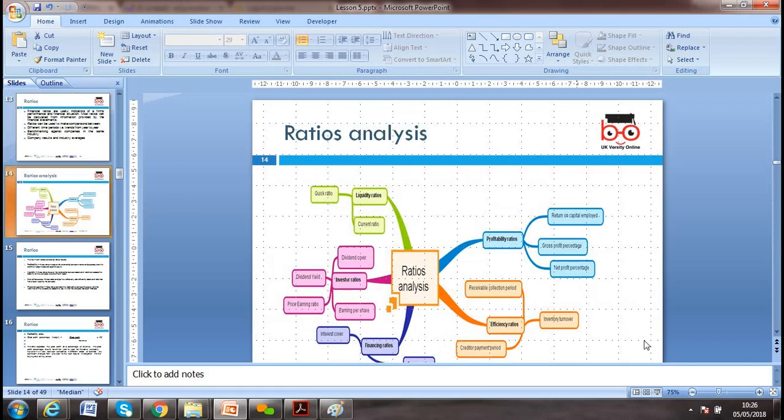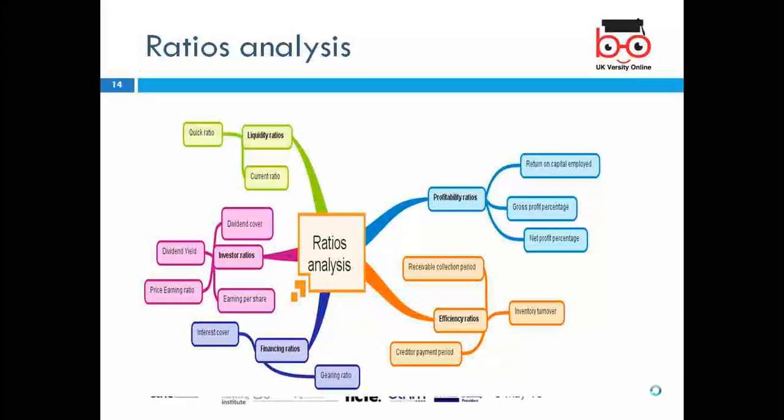Can you see the slides? Yes, sir. Is it readable? Yeah. Yes.